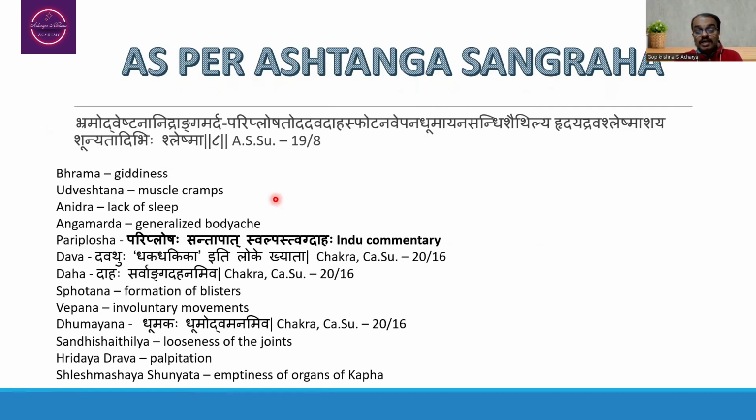Whereas the Ashtanga Sangraha says: Brahmodveshtana Anidra Angamarda Pariploshatodha Dava Daha Spotana Vepana Dhumayana Sandhishaitilya Hridayadrava Shleshmashay Shunyatadibihi. Brahma is giddiness. Udveshtana is muscle cramps. Anidra: the person will have lack of sleep. Angamarda: generalized body ache. Pariploshaha is a type of burning sensation. Dava and Daha are again burning sensations. Spotana is the formation of blisters. Vepana: involuntary movements may be there. Dhumakaha: the person will have the feeling of smoke coming through the mouth.